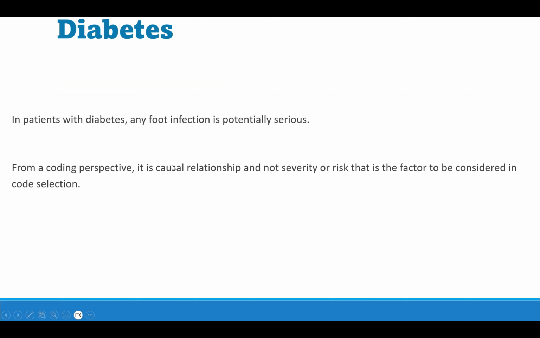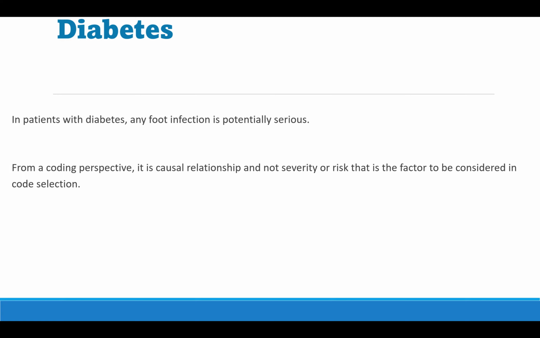So I did want to close with, from a coding perspective, it is a causal relationship, because in patients with diabetes, any foot infection is potentially serious. One of the things that we do as coders is, most of us know that diabetic foot ulcers unfortunately many times result in an amputation, and that's very serious. So we have the seriousness of the condition in our mind, but that is not what should be guiding our coding selection.